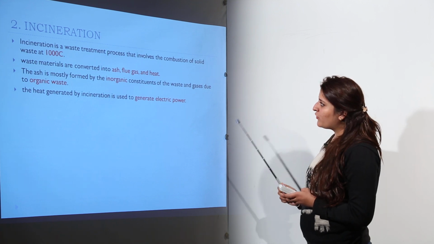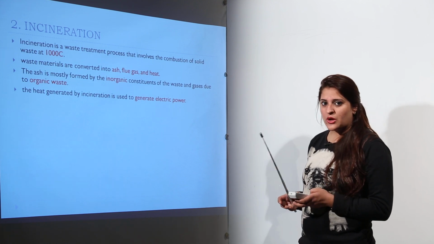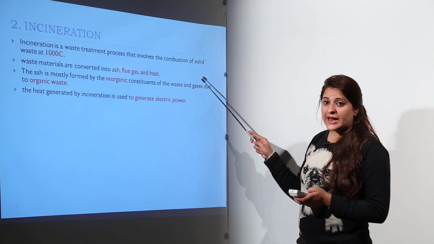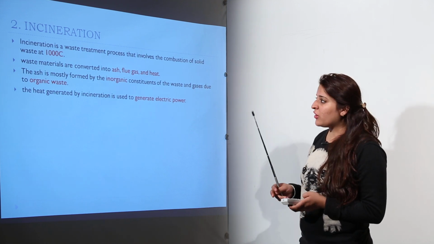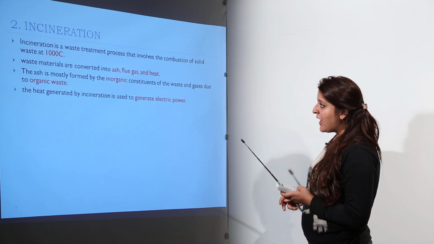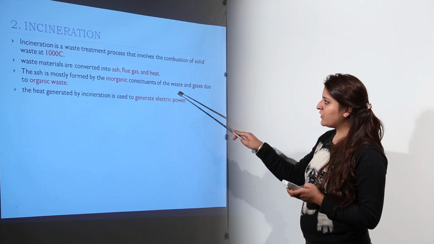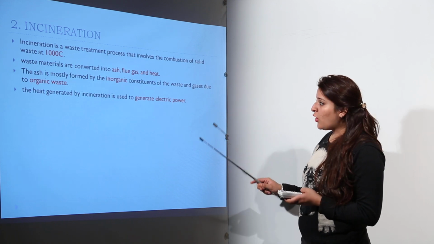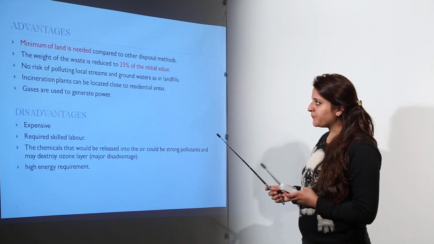In this method, combustion of solid waste occurs at a temperature of 1000 degrees Celsius. All the solid waste is converted into ash, gas, or heat. The ash is mostly formed by the inorganic constituents of the waste, and gases are mostly formed from the organic waste. A lot of heat is generated, and this heat can be used to generate electric power.